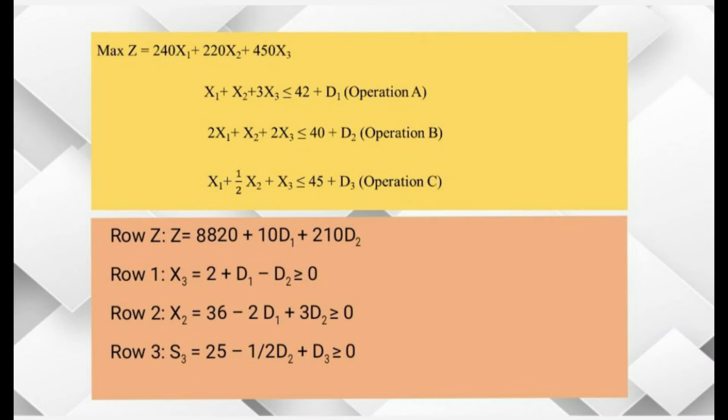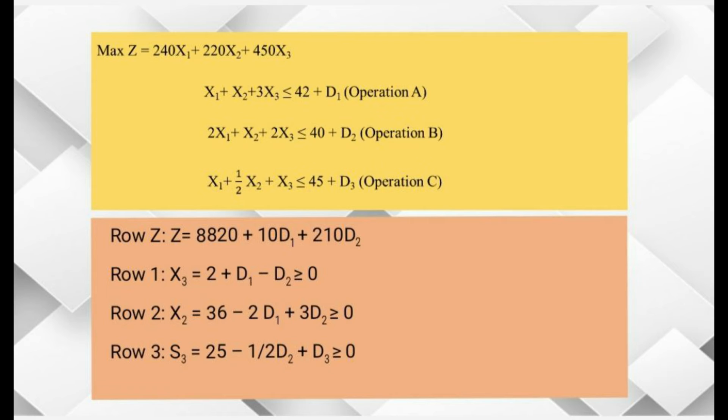Suppose that D1, D2 and D3 are the changes made in the daily manufacturing time of operations A, B and C. Thus, the toy model changes to X1 + X2 + 3X3 ≤ 42 + D1 for operation A. For operation B, 2X1 + X2 + 2X3 ≤ 40 + D2. And for operation C, X1 + 1/2 X2 + X3 ≤ 45 + D3.